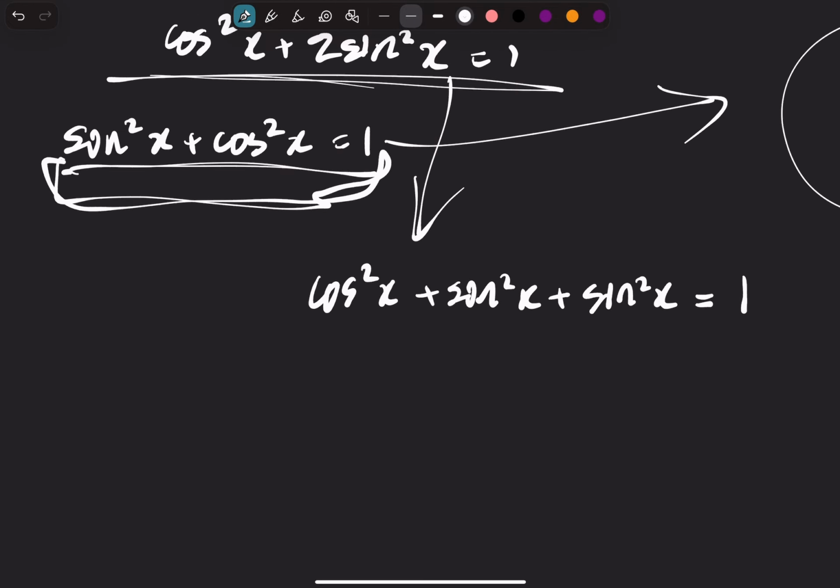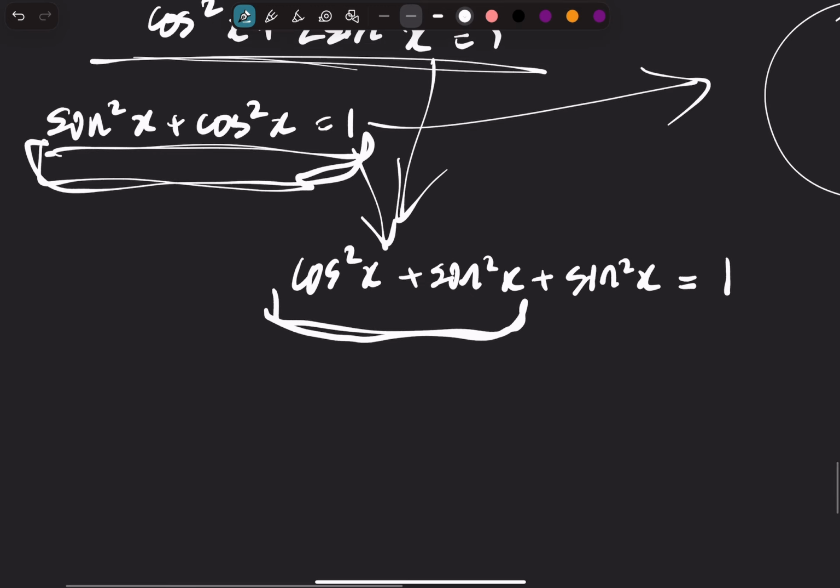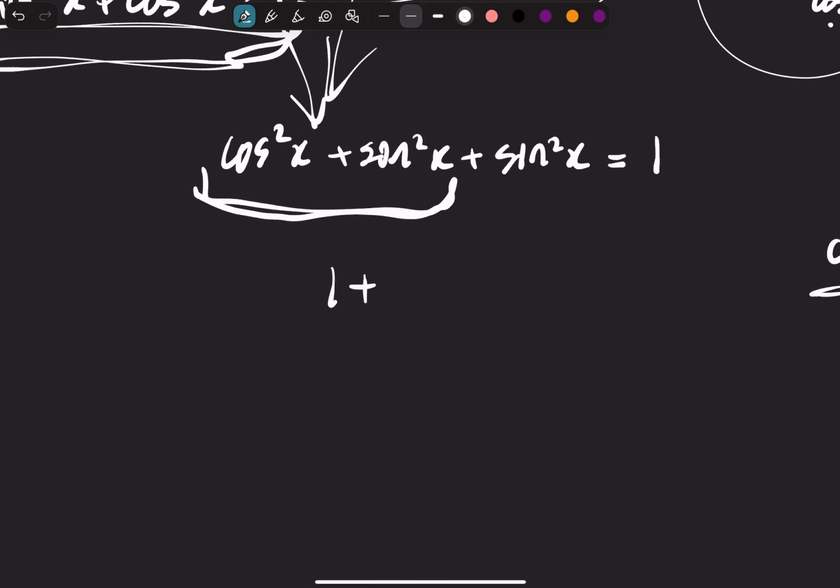So we know that sine squared plus cos squared equals 1 from what I've just shown. And in here we have cos squared plus sine squared, which is the same thing. So we can substitute 1 in for that. So we can say that's 1 plus sine squared x equals 1. Therefore, sine squared x equals 0.